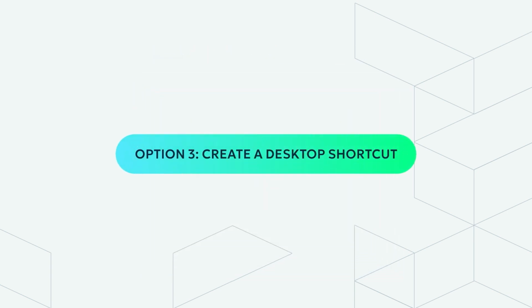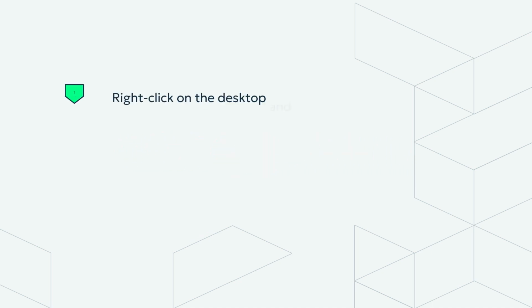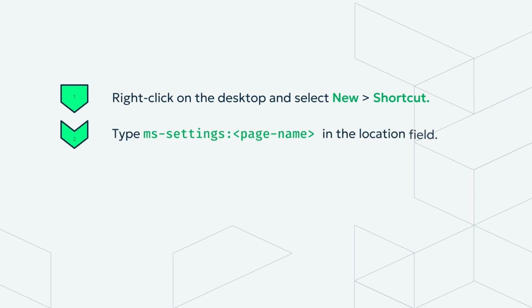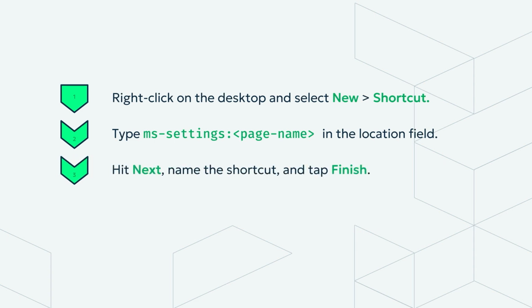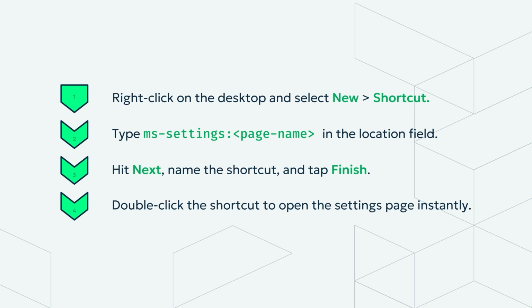Option 3. Create a desktop shortcut for quick access. Right-click on the desktop and select New Shortcut. Type ms-settings: in the location field. Hit Next, name the shortcut, and tap Finish. Double-click the shortcut to open the settings page instantly.